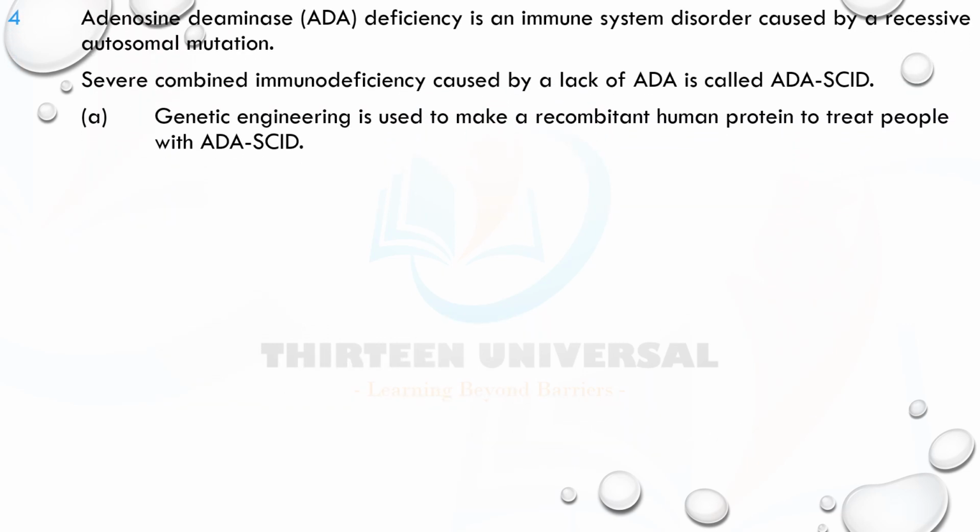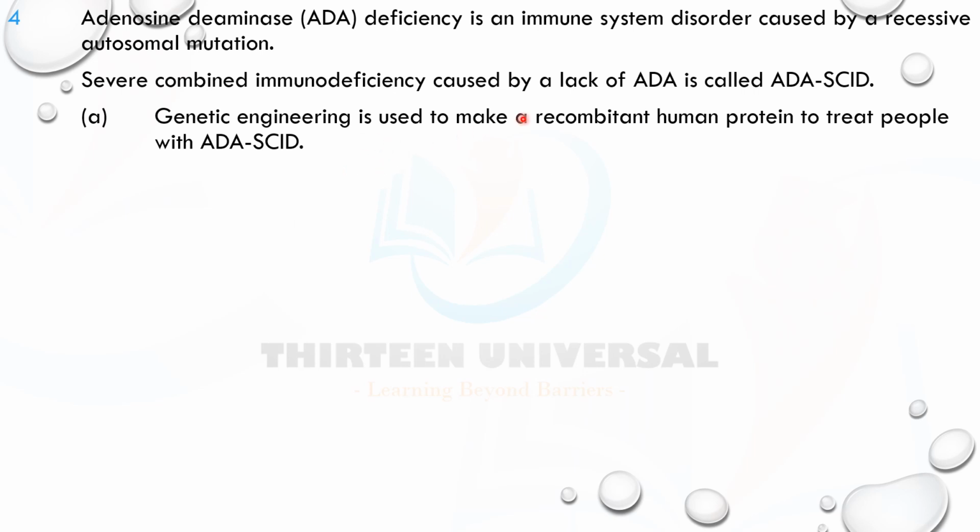Now, adenosine deaminase (ADA) deficiency is an immune system disorder caused by a recessive autosomal mutation. Severe combined immunodeficiency caused by a lack of ADA is called ADA-SCID. Adenosine deaminase helps to deaminate adenosine and deoxyadenosine because they are toxic to T lymphocytes. If the enzyme doesn't work, adenosine and deoxyadenosine will destroy T lymphocytes, and once they are destroyed there will be weakened immunity. These people suffer from severe combined immunodeficiency. Any small infection can affect them.